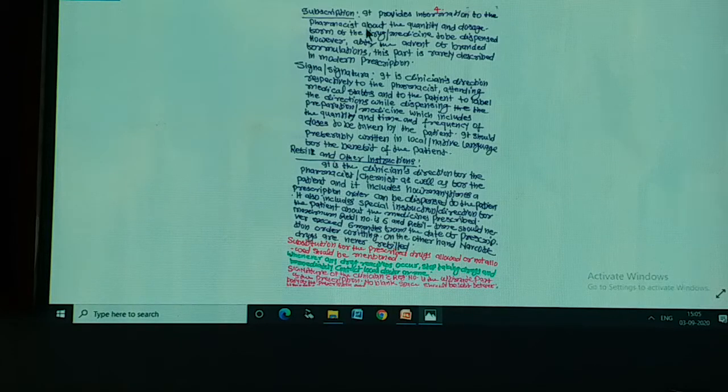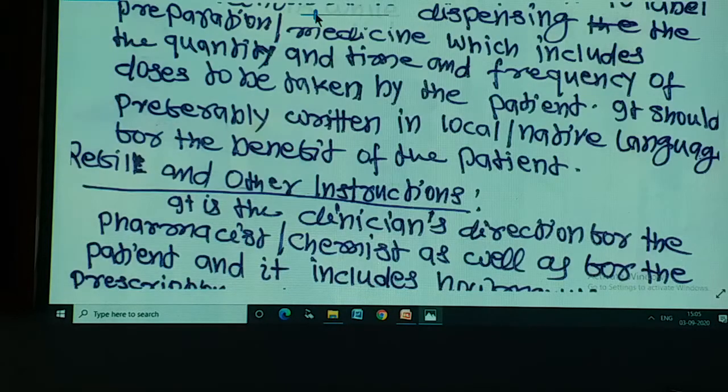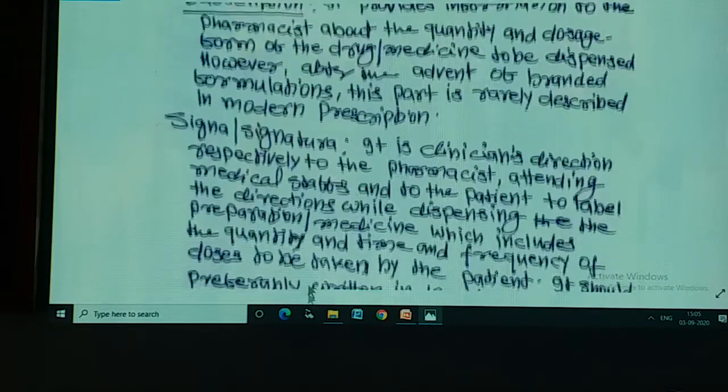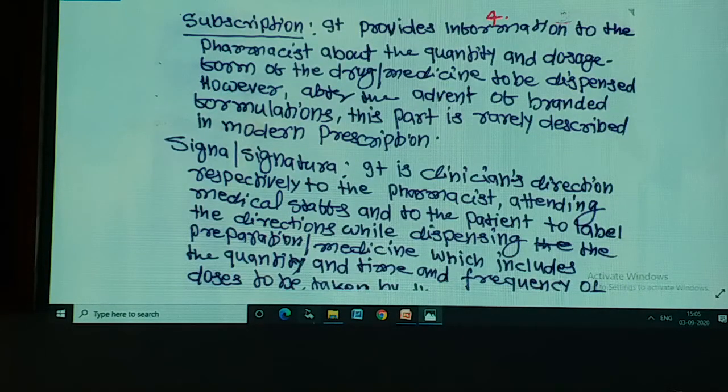Subscription is the next part of a prescription. It provides information to the pharmacist about the quantity and dosage form of the drug or medicine to be dispensed. However, after the advent of branded formulation, this part is rarely described in modern prescription.